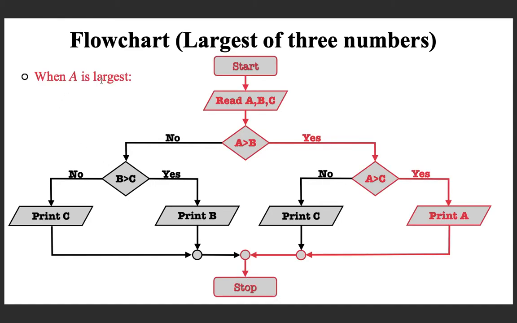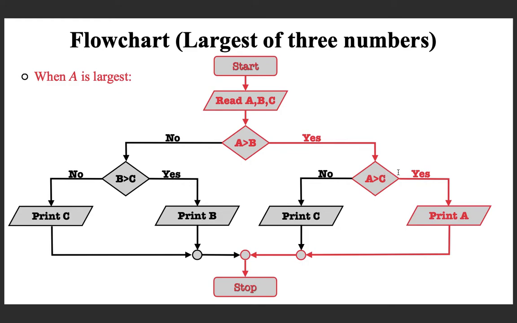This is the first case. Among the three numbers A, B and C which you are reading, you assume that A is largest. You consider the case when A is largest. And this is the path to be taken. And what is it doing? After reading A, B and C, it is checking whether the value of A is greater than B. Because A is largest, definitely this must be true. So the flowchart is taking the yes branch out of this comparison box. Then you are checking whether A is greater than C. Because A is largest, this must be the case.